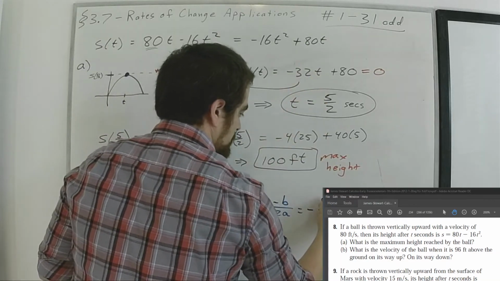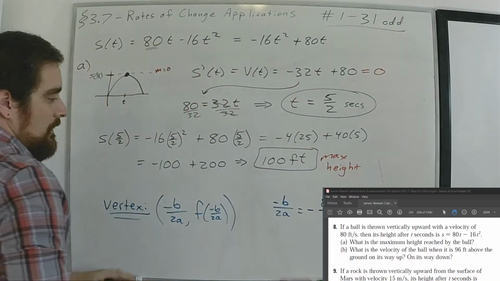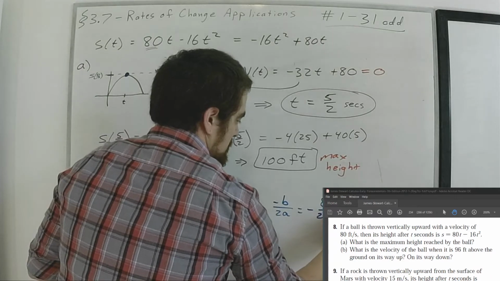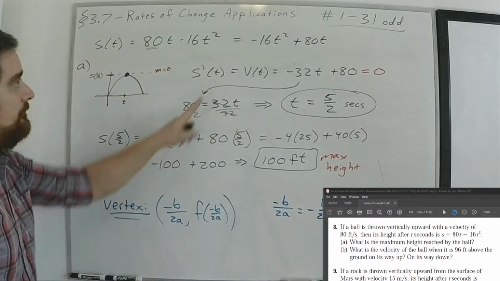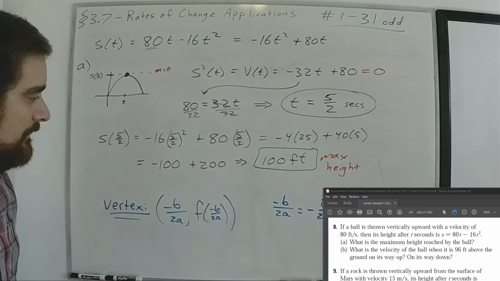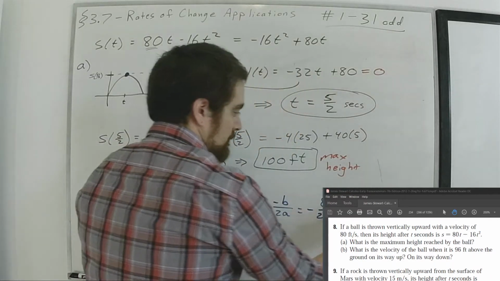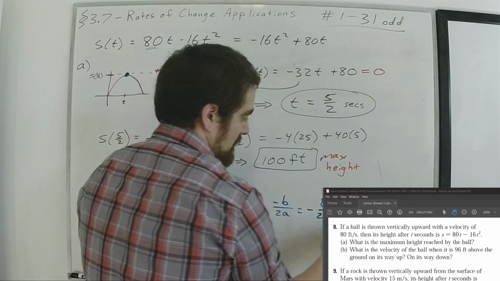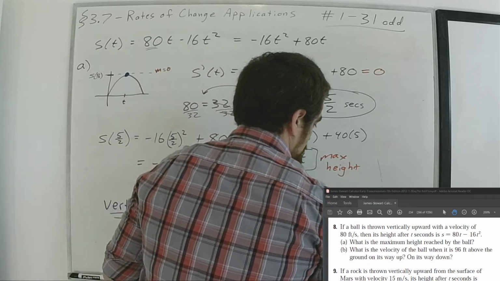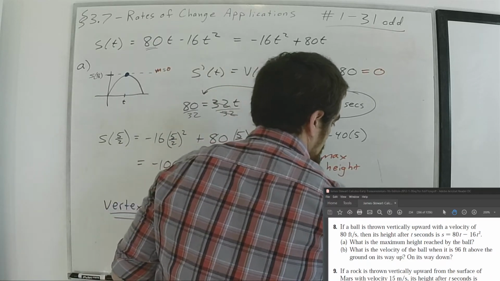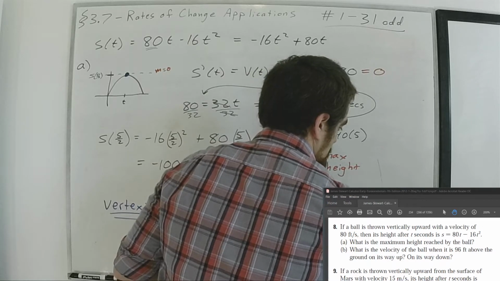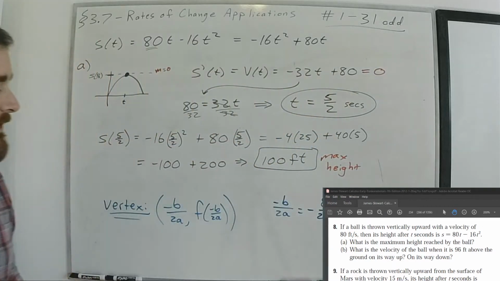I'm going to write it out in descending order. Over 2 times, sorry, negative 16 was a. You can see it more clearly when I write it in descending order. So I get positive, because negative and a negative, positive 40 over 16, it still reduces to 5 halves. So there's a different way of getting that 5 halves.